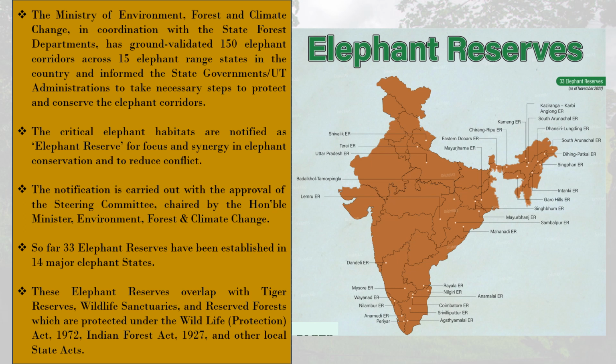So where we can find elephant reserves, it's not necessary that only elephants will be present there. Sometimes, like in Satkosia, previously Mahanadi Elephant Reserve was called Satkosia Gorge Elephant Reserve, and that's also the Satkosia Tiger Reserve, so these all overlap. So it's not necessary that if it's declared an elephant reserve, only elephants will be present. There will be other creatures like tigers or other wildlife. So it's a fact, information for you.